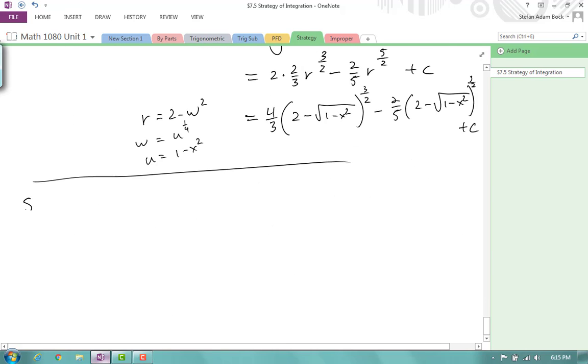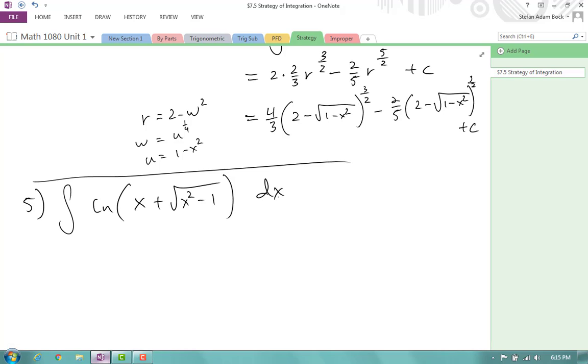Finally, let's have the integral of the natural log of x plus the square root of x squared minus 1 dx. Again, here, I have a sum or difference of squares, so I might as well just start off with the trig substitution, because I don't see any other chances of anything else. I can't do partial fraction decomposition. There's no fraction. I could try to do integration by parts, but I don't even want to take the derivative of that.